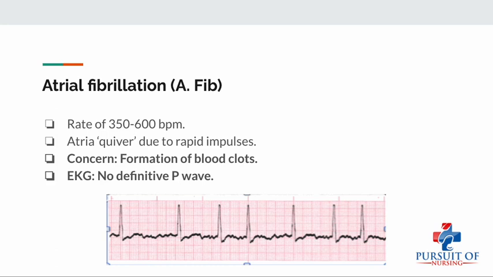So your main concern in a patient with AFib is the formation of blood clots, because the blood is just sitting there quivering, so it has the time to clot together. Due to the possibility of blood clot formation, treatment for AFib will always include an anticoagulant of some sort, usually Eliquis. On an EKG, a patient with AFib will have no definitive P waves. You're just going to see the QRS complex, but no definitive P waves.